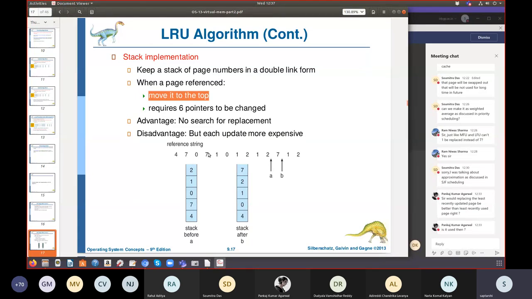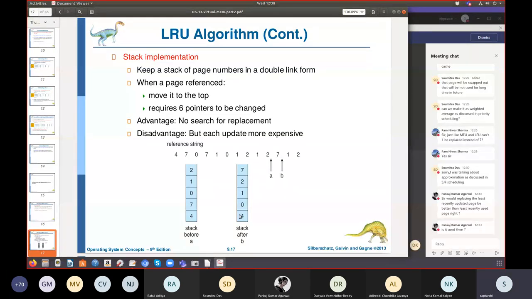Following this picture, there are 2 points shown, A and B, and the stack before A and the stack after B is shown. Basically 7 has been accessed in between A and B. So 7 is now put at the top of the stack. The advantage here is that if you are maintaining this, then you do not need to search for which is the least recently used page. We know that 4 is the least recently used page, the one which is at the bottom of the stack.